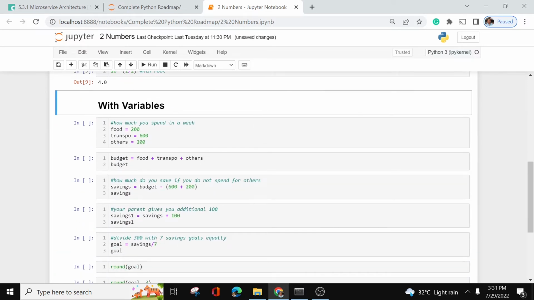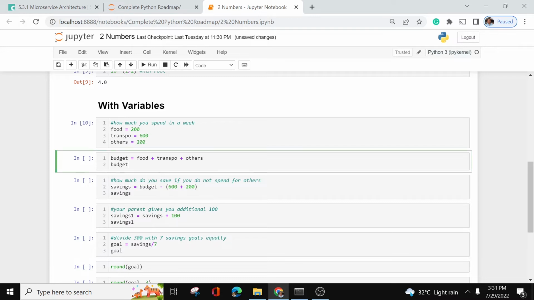So for example, let's make a story this way. You would like to spend a certain amount of money for a week activity. So you have in here your budget. The food is 200, transportation is 600, and others is 200. As you could see, we have assigned a value for each variable. So how many variables do we have in this case? For this cell, we have 3 variables, the food, the transpo, and the others. And again, we have assigned a value for each. So let's execute this one.